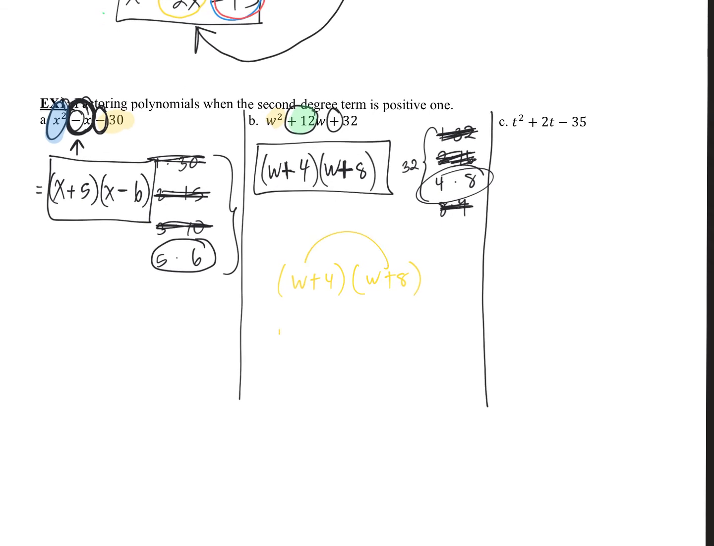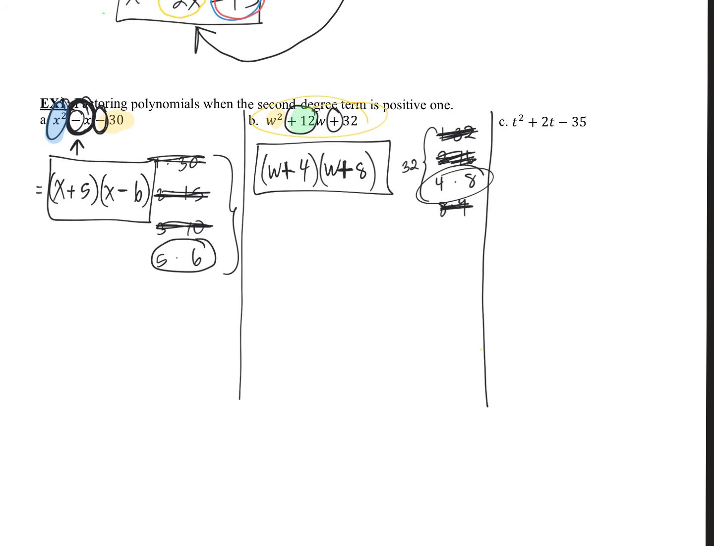Well, first times first, that's going to be W squared. First outside, so 8W, inside, 4W, and last, 32. 8 plus 4 is 12, so W squared plus 12W plus 32. Is that what we had in the beginning? Yeah, so we did factor it correctly. Okay, and that's a way you can check to make sure you factored correctly. Just go ahead and multiply it back out.